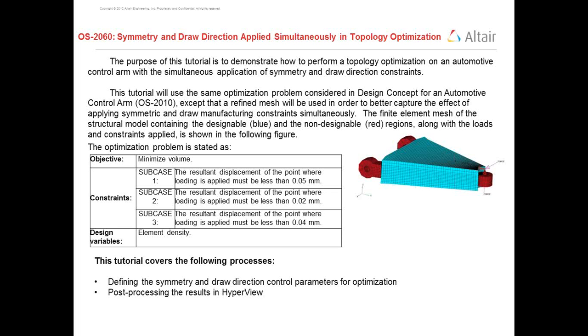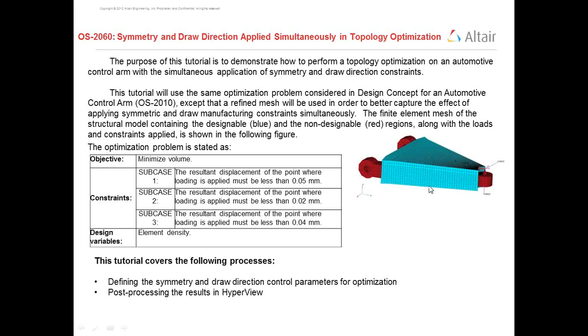The finite element mesh of the structural model containing the designable and the non-designable region along with the loads and constraints applied is shown in the figure, as you can see. The blue is the designable zone and the red one is non-designable. The optimization problem is stated as: my objective is to minimize the volume. I have to decide my objective, that is, what is the objective of the optimization.